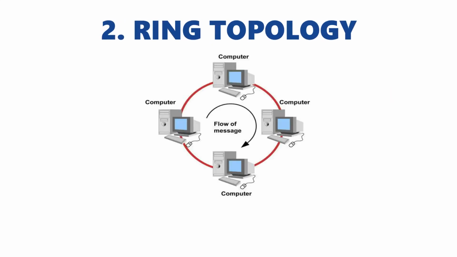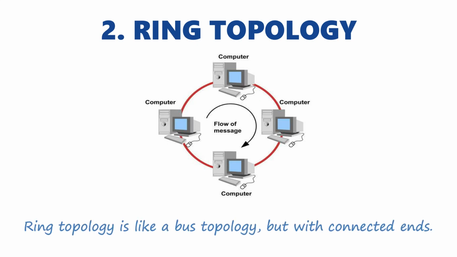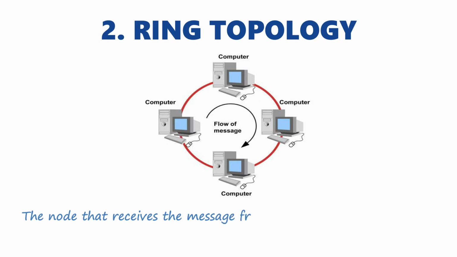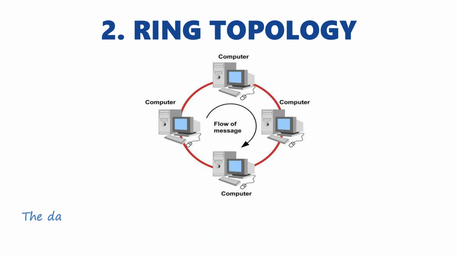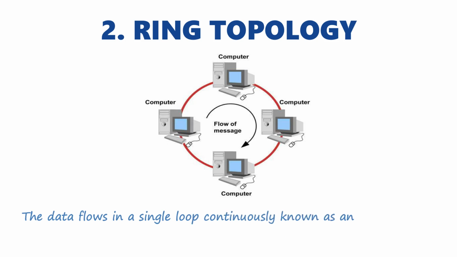Second one is ring topology. Ring topology is like a bus topology, but with connected ends. The node that receives the message from the previous computer will retransmit it to the next node. The data flows in a single loop continuously, known as an endless loop. It has no terminated ends.